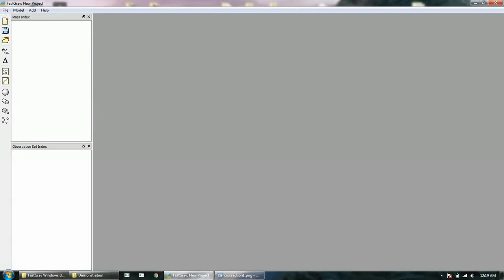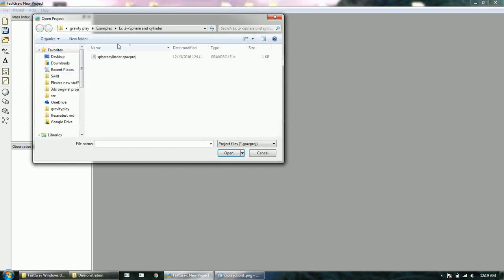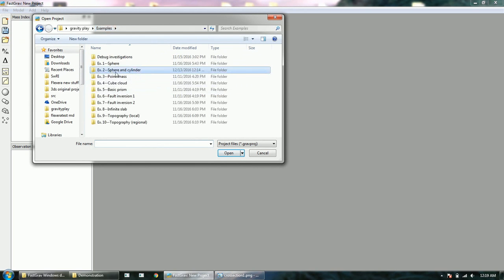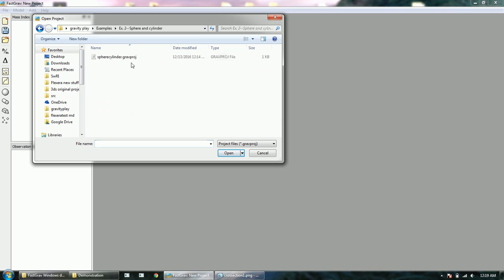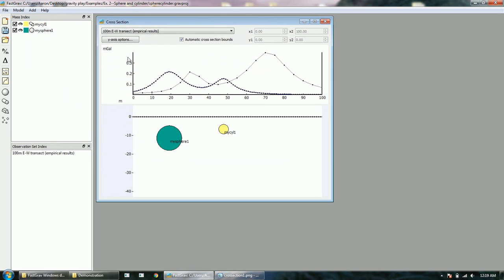In this video, I'm going to talk about FastGrav's cross-section tool in a little more detail. If you haven't already watched the Getting Started video, you should watch that video before watching this one. Okay, so for this demonstration, I'm going to open up one of the example projects that comes with FastGrav. I'm going to use the sphere and cylinder example, and we'll look at that project's cross-section.